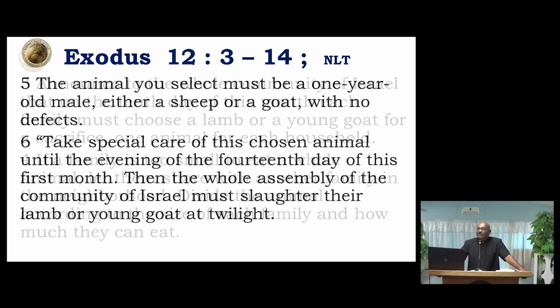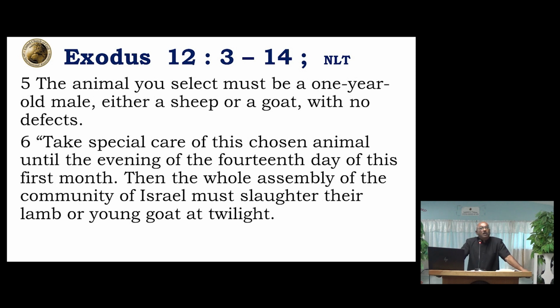Moving on, verse 5, the animal you select must be 1-year-old male. So we see specifics, either a sheep or a goat with no defects. Take special care of this chosen animal until the evening of the 14th day of this first month. So you have to guard this animal with all your life. No accident could happen from the 10th to the 14th. Then the whole assembly of the community of Israel must slaughter their lamb or young goat at twilight.